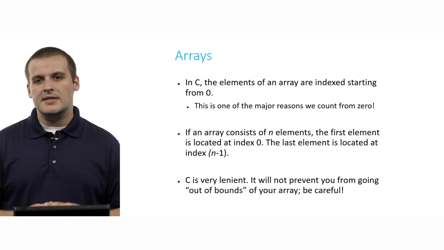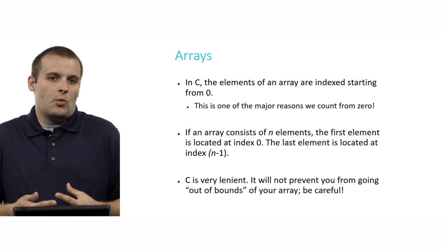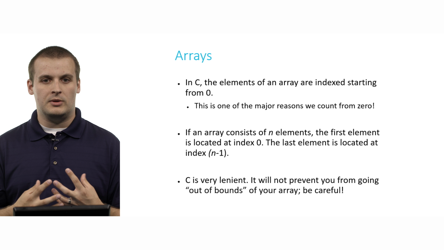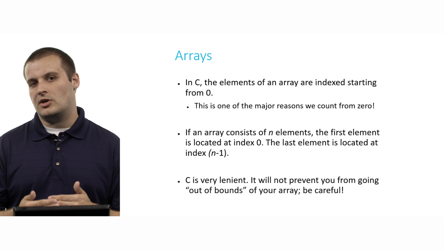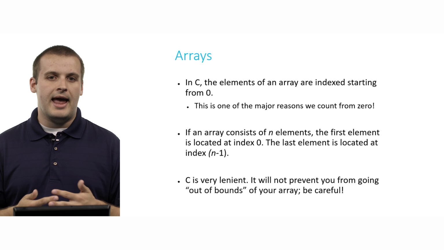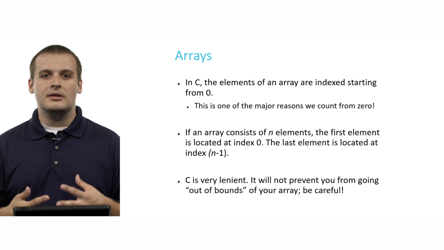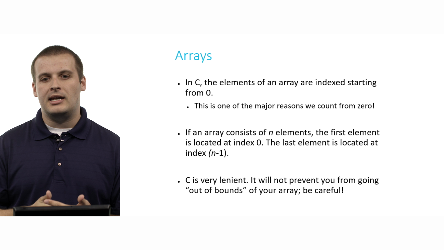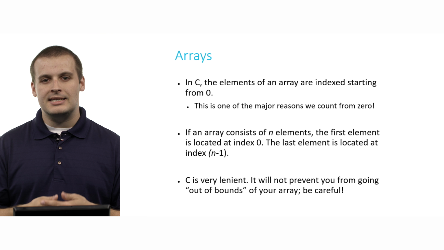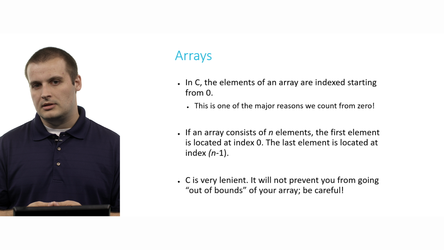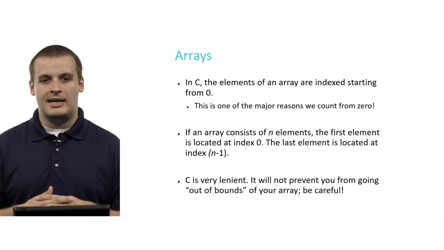In C, the elements of an array are indexed starting from 0, not from 1. And this is really important. And in fact, this is why we in CS50 and why computer scientists frequently will count from 0. It's because of C's array indexing, which always starts at 0. So if an array consists of n elements, the first element of that array is located at index 0, and the last element of the array is located at index n minus 1. Again, if there's n elements in our array, the last index is n minus 1. So if our array has 50 elements, the first element is located at index 0, and the last element is located at index 49.